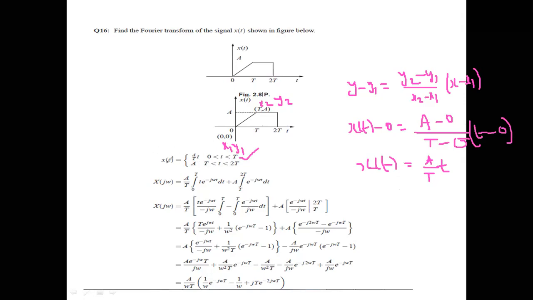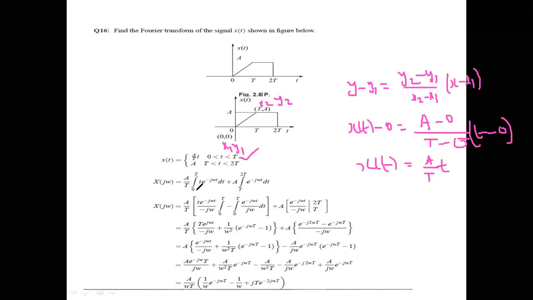So using these two ranges, we apply the Fourier transformation of this signal. A by T, the integral from 0 to T, t into e power minus j omega t dt, plus A into the magnitude, the range is T to 2T, e power minus j omega t dt.